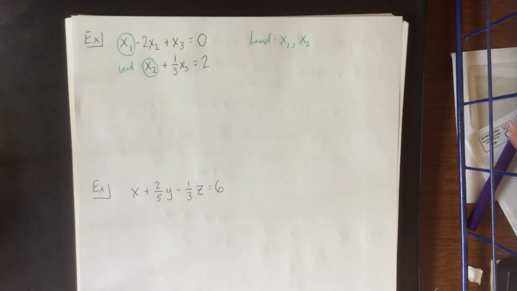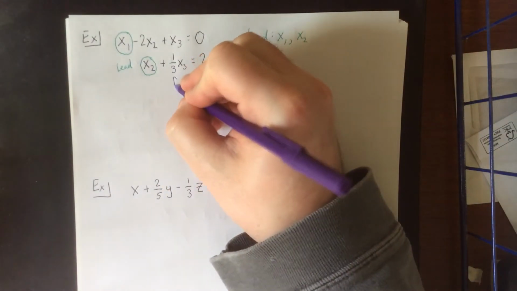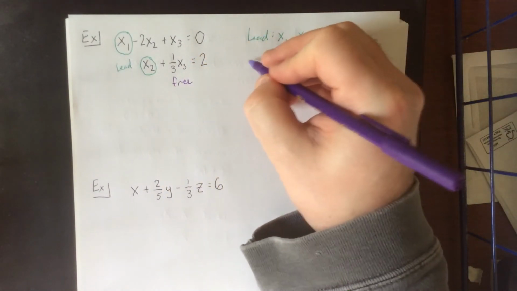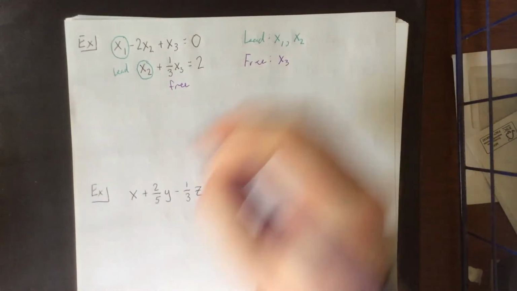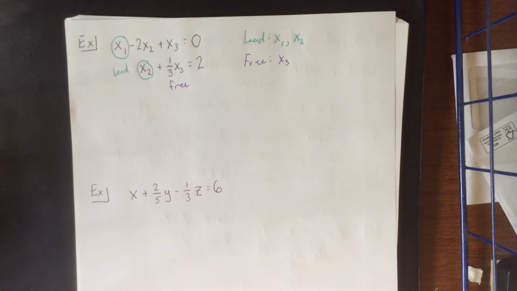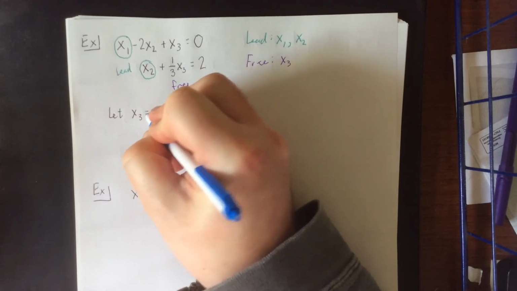I just realized that I reversed the color scheme from the last problem. Sorry about that. And then we've got our free variable in the form of x3. So with those things in mind, let's go ahead and define our parameter for x3. Let x3 be equal to t.